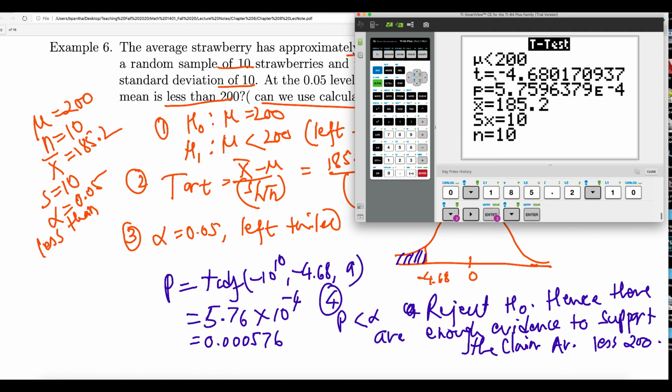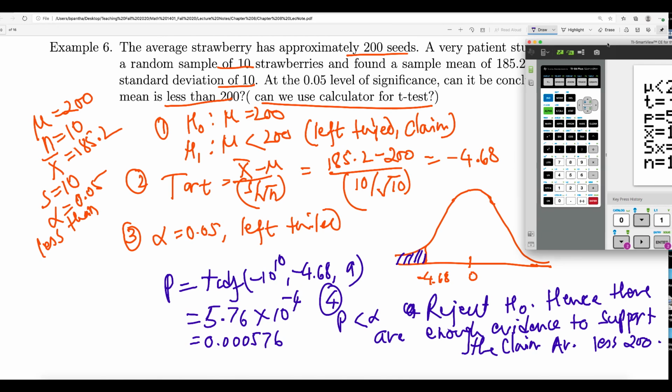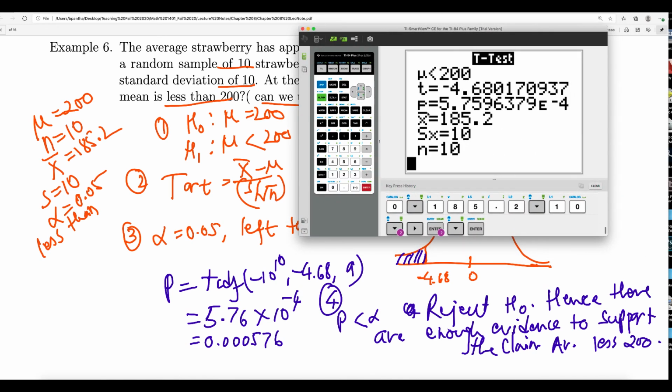You get t is negative 4.68. That's what we got for the test value. And what is the p-value? The p-value is 5.76 times 10 to the negative 4. Negative 4 means there need to be 4 digits before the decimal. There is 1 digit already, so we need to make 4 digits. If you want to get rid of the 10 to the negative 4, you add 3 zeros and write the decimal before the 5. This is what you get.